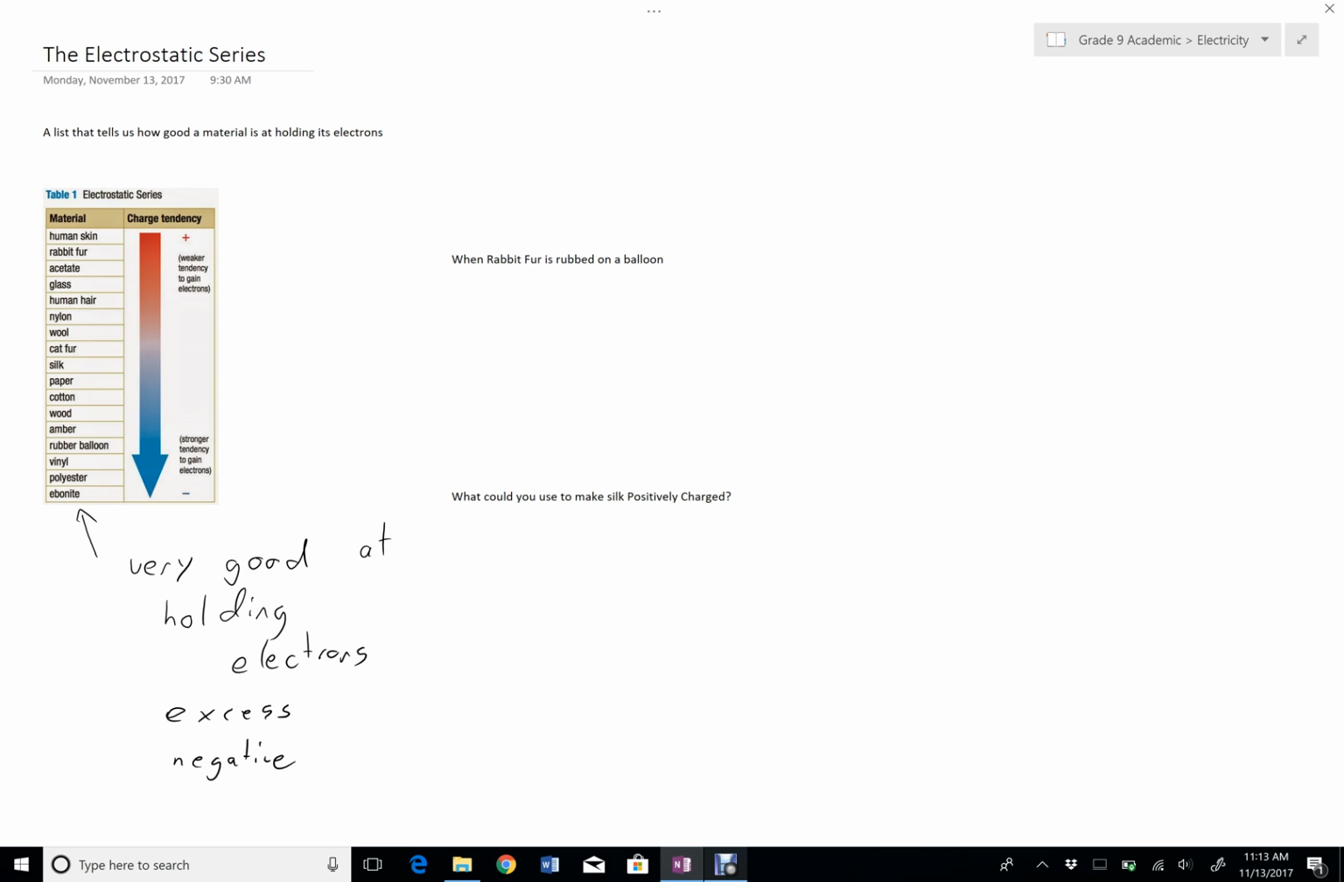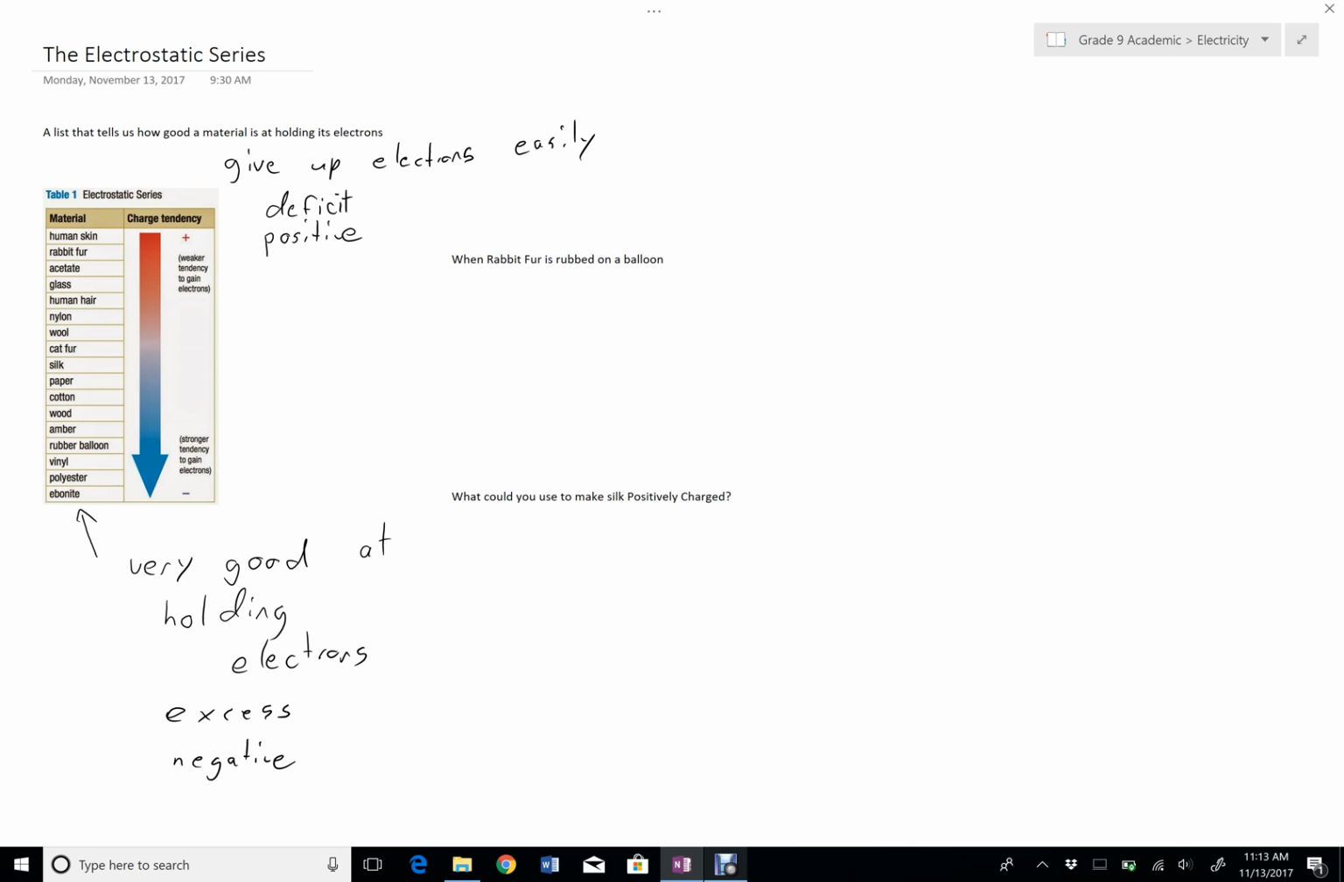Alternatively, the materials on the top, like the human skin and the rabbit fur, give up electrons easily. Which means in the exchange of electrons, they give up a lot of electrons, which means they end up with a deficit of electrons, which means they end up being positive.